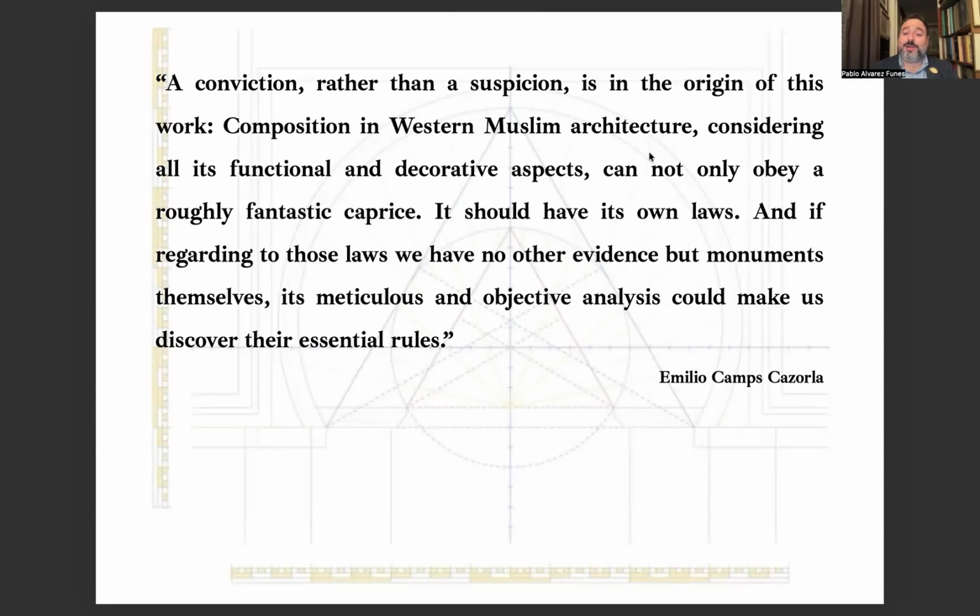A conviction rather than a suspicion is at the origin of this work, of Camps Cazorla's work. Composition in Western Muslim architecture, considering all its functional and decorative aspects, cannot only obey a roughly fantastic caprice. It should have its own laws. And regarding those laws, we have no other evidence than the monuments themselves; a meticulous and objective analysis could make us discover their essential rules. And that's the way to approach geometry and composition in Islamic architecture.